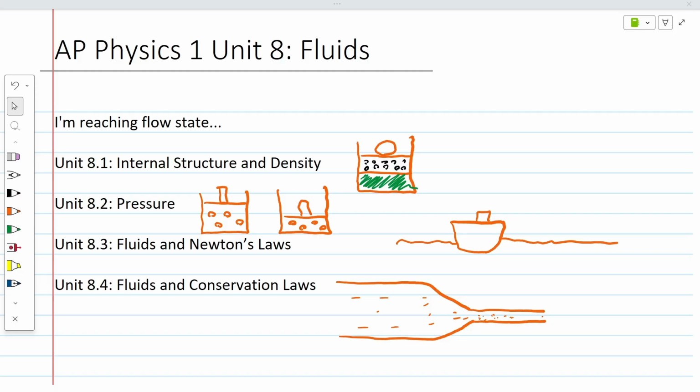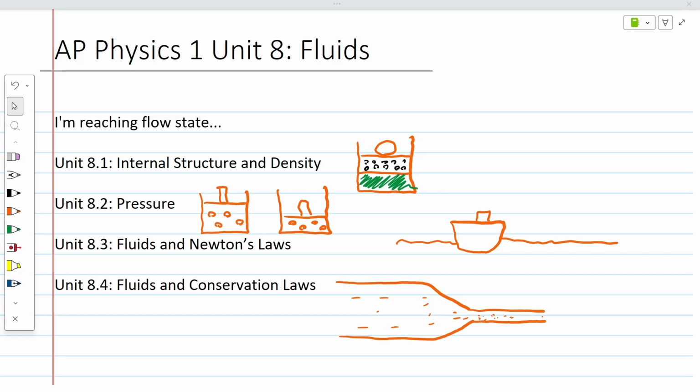We're going to be discussing everything for Unit 8 for AP Physics 1. We start off learning about internal structure and density and then move into pressure. And then we sort of use those different concepts to compare fluids and Newton's laws and then talk about some conservation laws with respect to fluids.